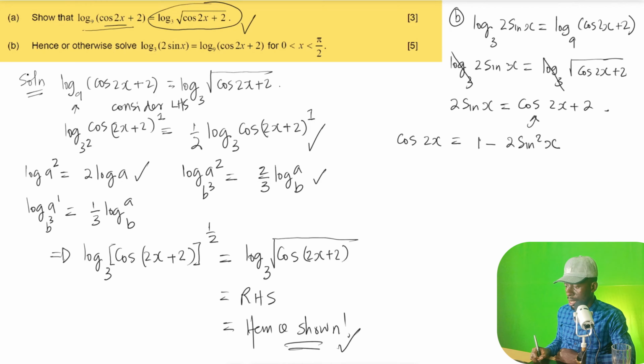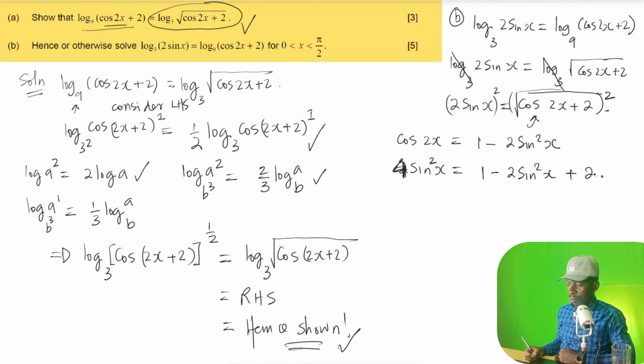So we will be having 2 sine x. Oh, my bad, this is not correct. Don't forget the whole quantity was in the root. So if it was in the root, we need to square both sides first. If we square, this will be 4 sine square x. And now in the place of cos 2x, we are plugging in 1 minus 2 sine square x, then plus 2.